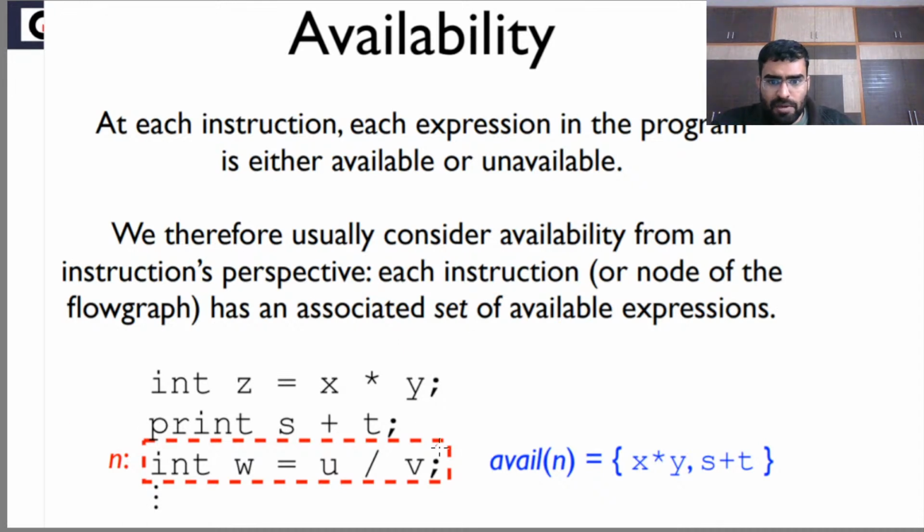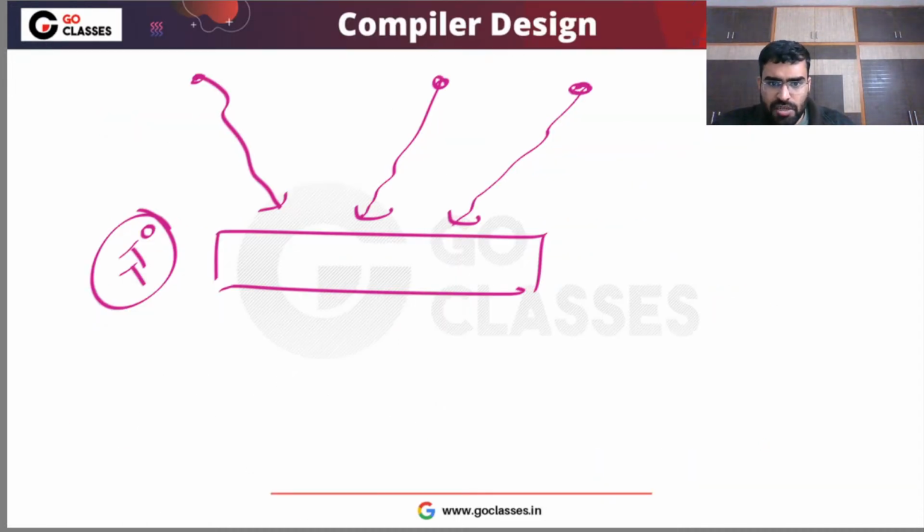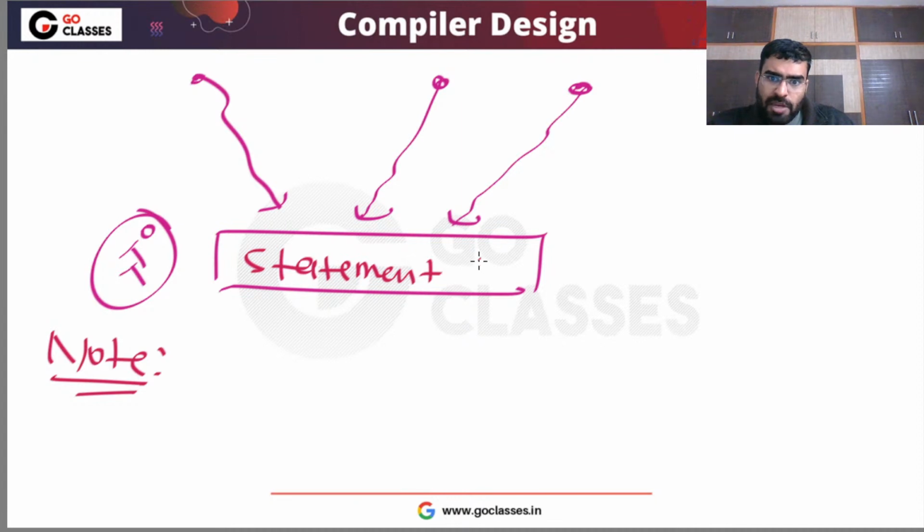Now, the same point that I told you in liveness analysis, let me tell this point again. You can note that available expressions at statement n, let's assume this is your statement n, then tell me what do I mean by that.